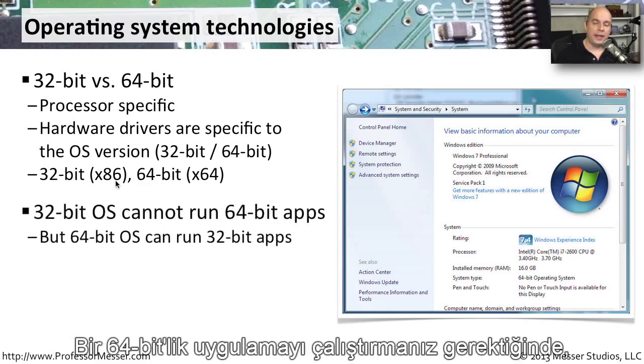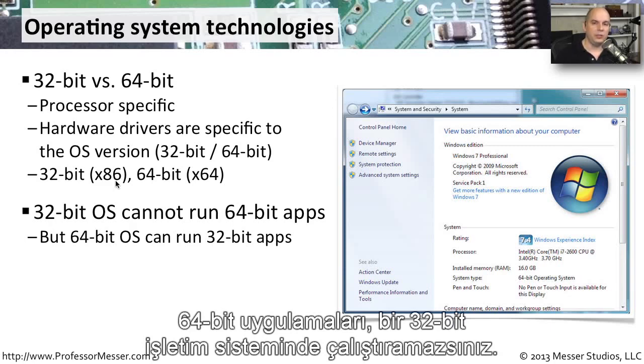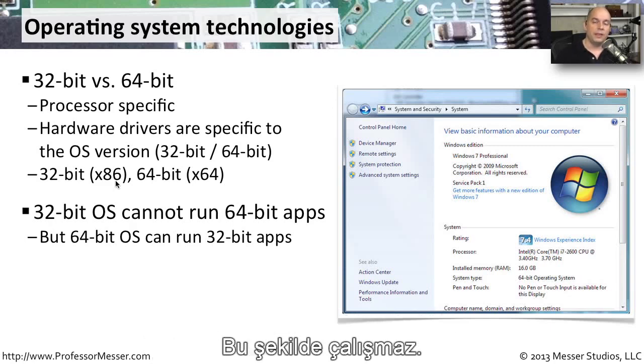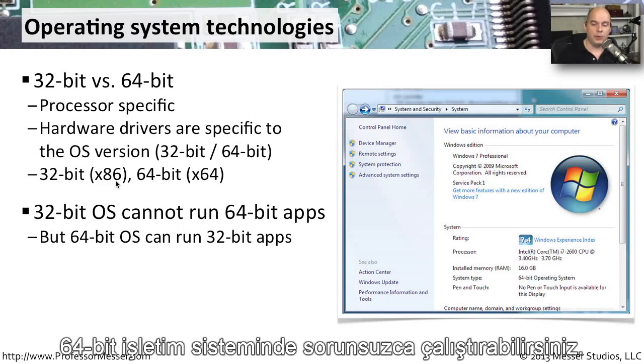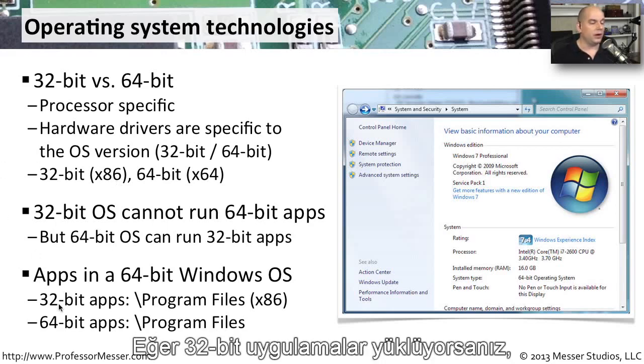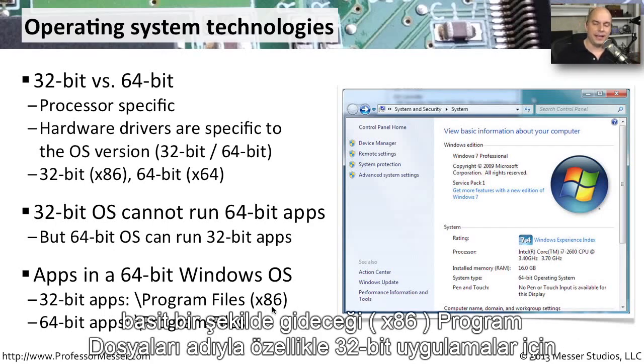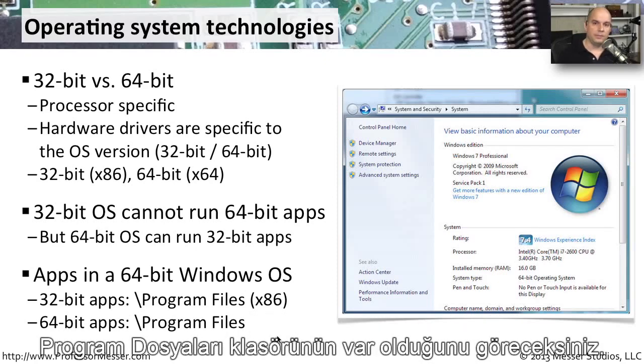If you need to run an application that is a 64-bit application, you must have a 64-bit operating system. You cannot run 64-bit apps in a 32-bit operating system. It simply will not work. The other way around, however, works just fine. You can take 32-bit applications and run those in a 64-bit operating system without any problem. You will find that Windows will put them in different areas of the hard drive. If you are installing 32-bit apps, you'll find there's a Program Files folder specifically for 32-bit apps called Program Files x86, where your 64-bit applications will simply go into the Program Files folder.